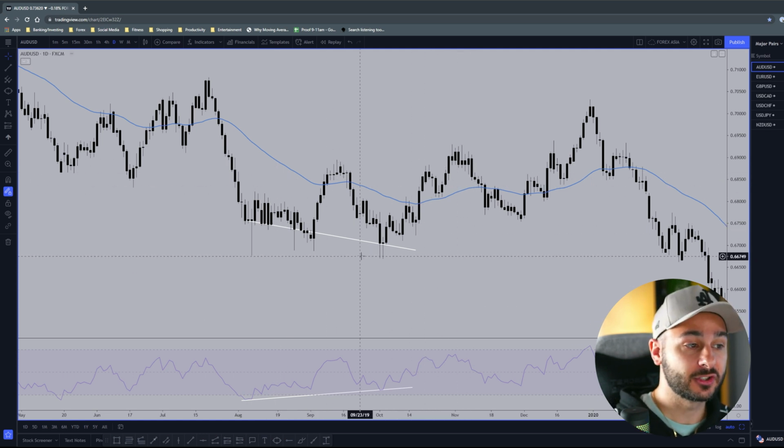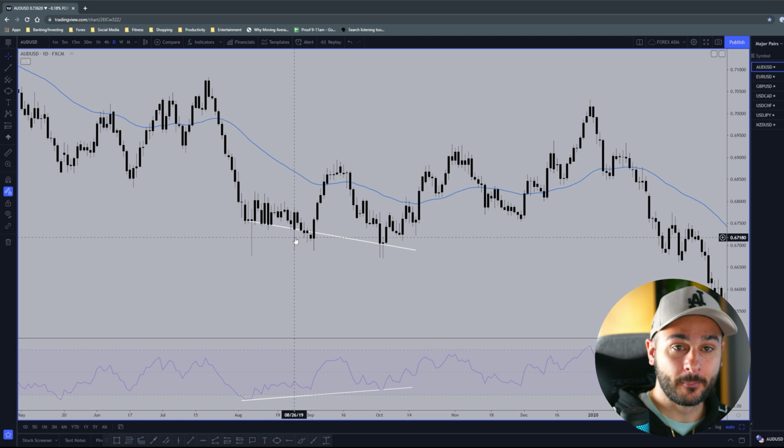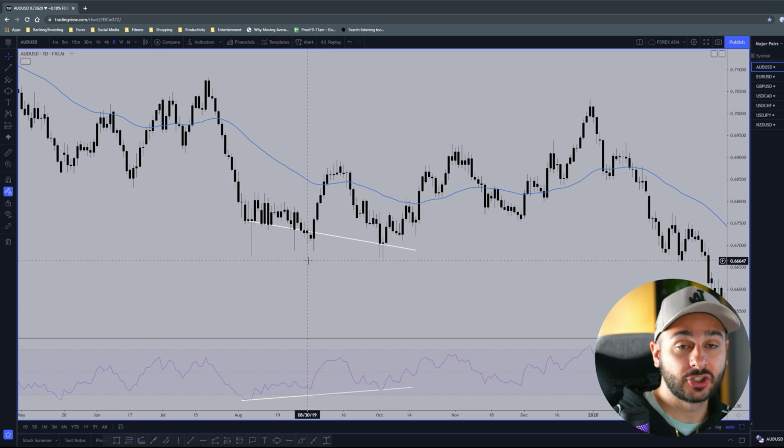So not bearish divergence. Bearish divergence is drawn on the top. Bullish divergence is drawn on the bottom. And bullish divergence simply means we are looking for a buying opportunity, and bearish divergence simply means we're looking for a shorting opportunity. With RSI divergence, you can use it for multiple different scenarios.